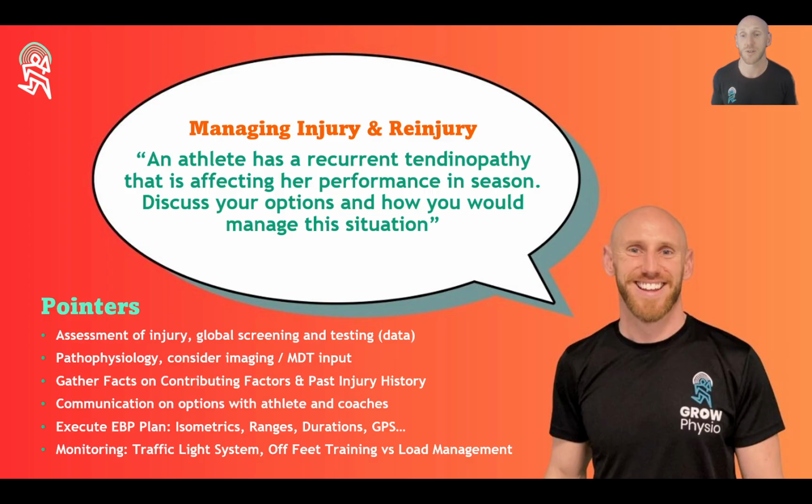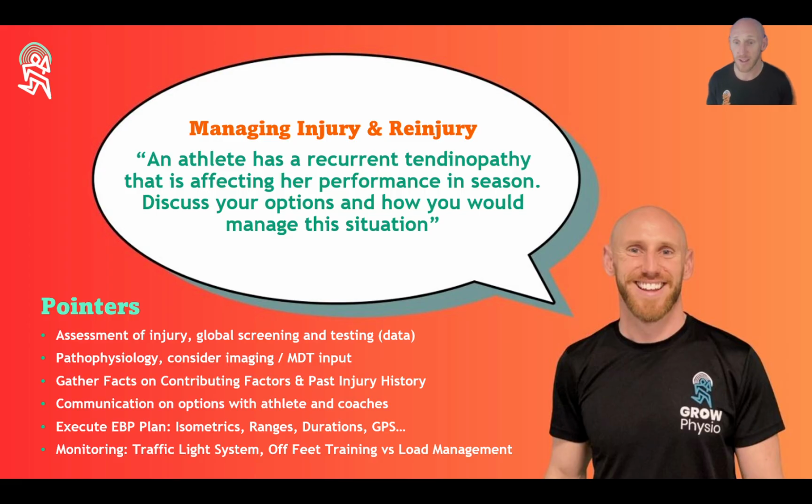And then obviously what you want to do is execute that evidence-based plan. So that might include isometrics. You might talk about certain ranges that you want them to be really strong in. What duration of holds are you going to use if you're doing isometrics, how many, and what's their training load going to be like? Can we monitor their GPS a little bit closer to find out what stirs that tendon up the most? If they're doing a lot of jumping, plyometric work, maybe some hill runs, maybe they've been in a line out in rugby doing lots of jumping, that sort of stuff is going to aggravate that tendon.